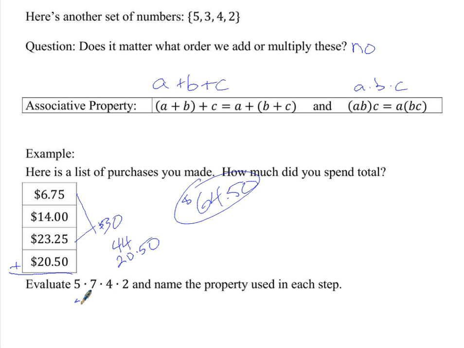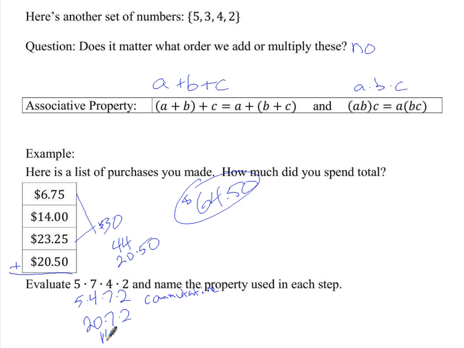So I'm going to rewrite this as 5 times 4 times 7 times 2. What property let me do that? The commutative property. It's commutative property. There's two T's. Okay, so now we have 5 times 4, which is 20, times 7 times 2. Are there two numbers we can multiply together easily here? What's that? 20 and 7. What's 20 times 7? 140.